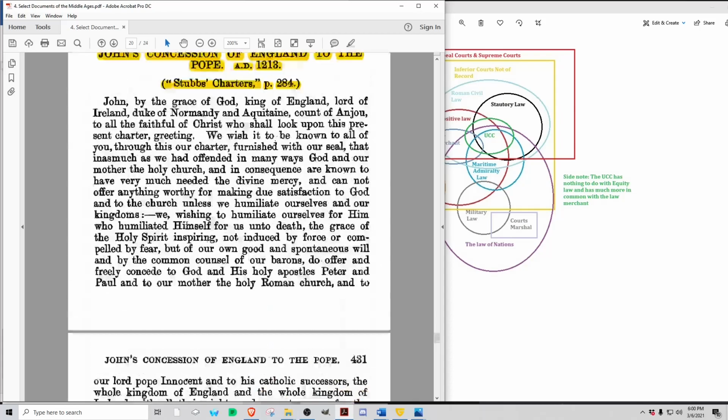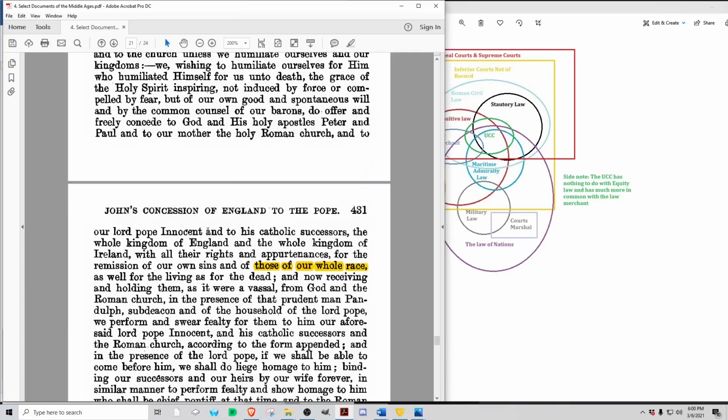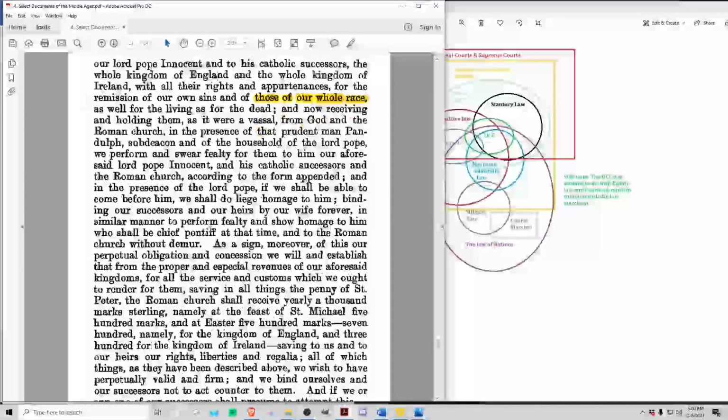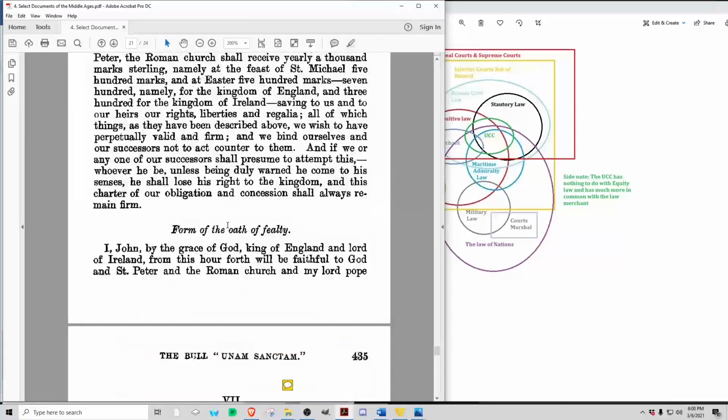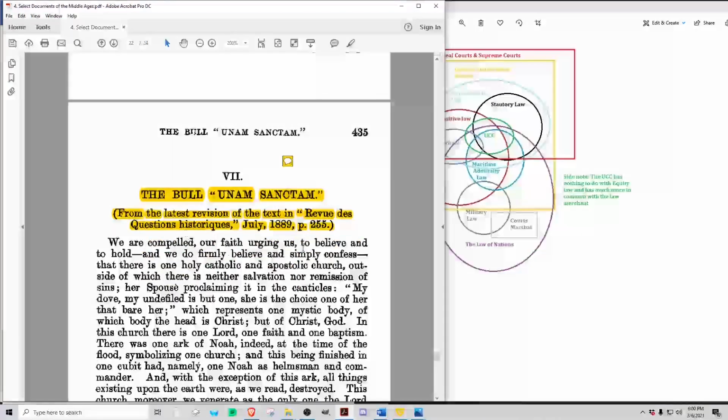So this is what John did. He gave all of England and Ireland to the cult of Rome. You think the barons were a little pissed off about that? Yeah, a little bit. Okay, so this happened in 1213. Yeah. And then the Magna Carta happened. The barons said, nope, not happening. And then the scumbag comes back with this shit.